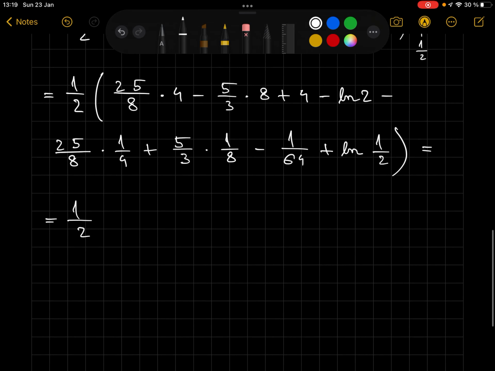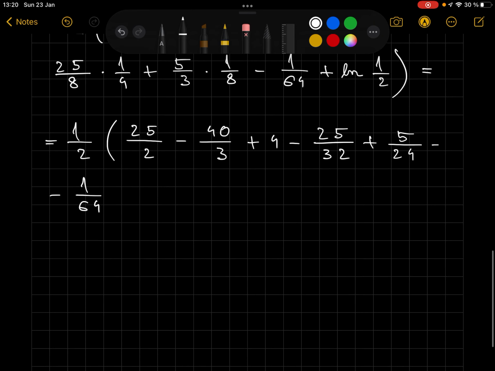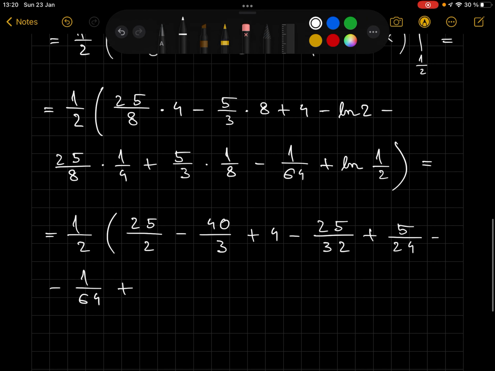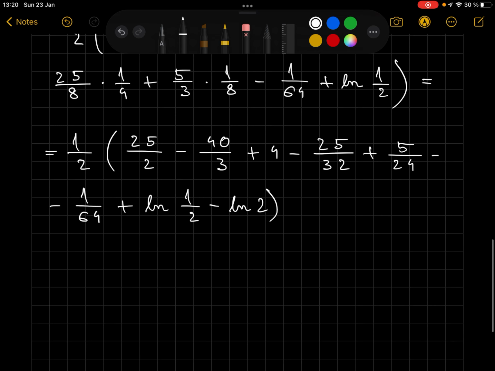Now we're going to solve this. So we're going to get 25 over 2 minus 40 over 3 plus 4 minus 25 over 32 plus 5 over 24 minus 1 over 64 plus ln of 1 over 2 minus ln of 2.